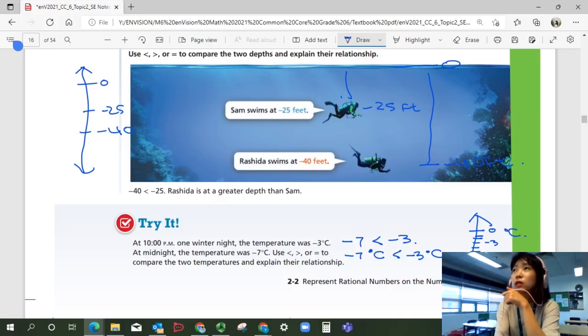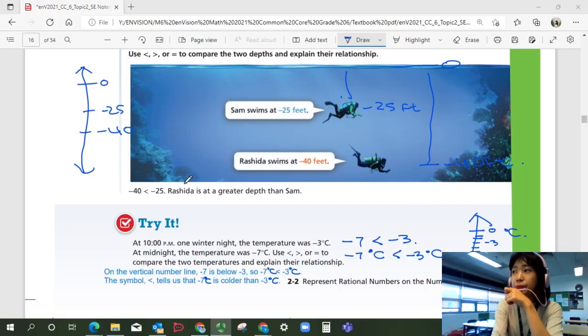And so let's also write that in words. So you can write on the vertical number line, negative 7 is below negative 3, so negative 7 degrees Celsius is less than negative 3 degrees Celsius. And the symbol less than tells us that negative 7 degrees Celsius is colder than negative 3 degrees Celsius. Okay, that is our lesson 2, representing rational numbers on the number line.